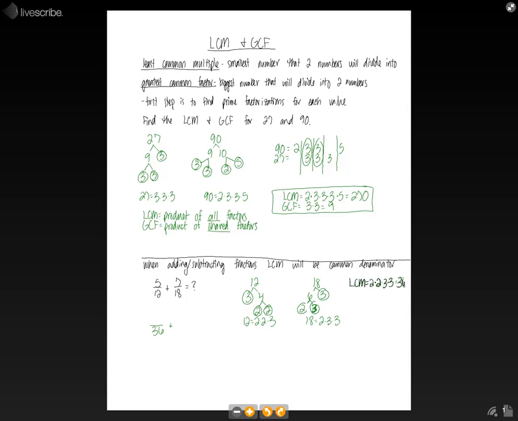So if we come over here and rewrite this, in order to go from 12 to 36 for our denominator here, we're going to have to multiply the first fraction by 3, which gives us 15 in the numerator. And in order to get 36 for the denominator of our second fraction, we're going to multiply by 2, which will give us 14 for the second fraction, giving us a final answer of 29 over 36. So that is how you would use the least common multiple and greatest common factor to solve problems.